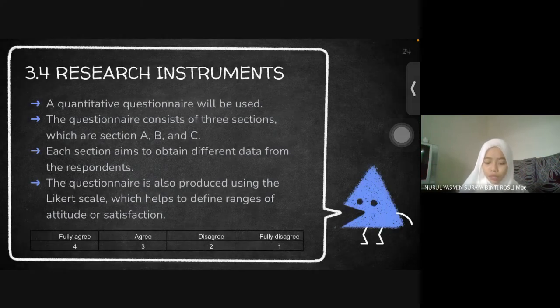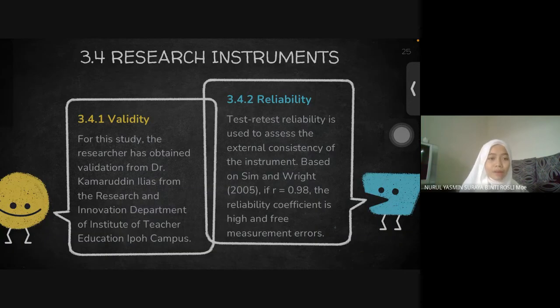Next, we will look at the validity and the reliability of the research instruments. For this study, the researcher has obtained validation from Dr. Kamarudin Ilyas from the Research and Innovation Department of Institute of Teacher Education Info Campus. This is to ensure that the instrument that will be administered to the respondents measures what it is designed to measure, according to Robson 2011.